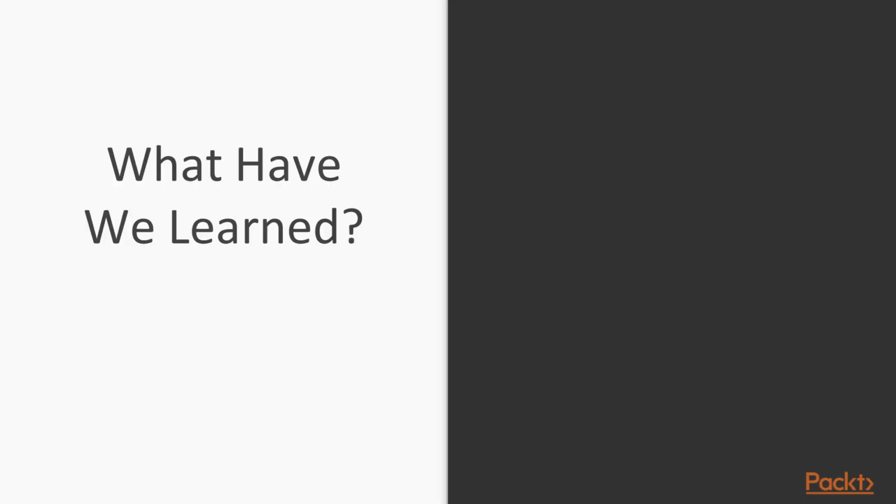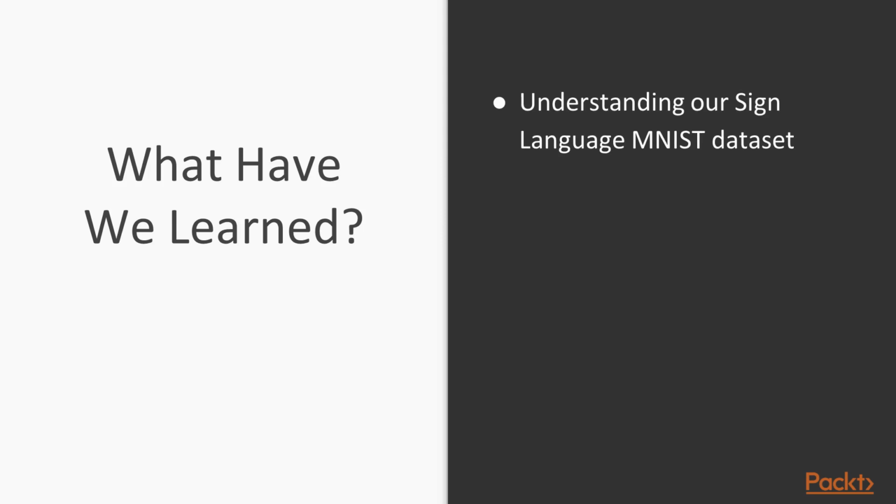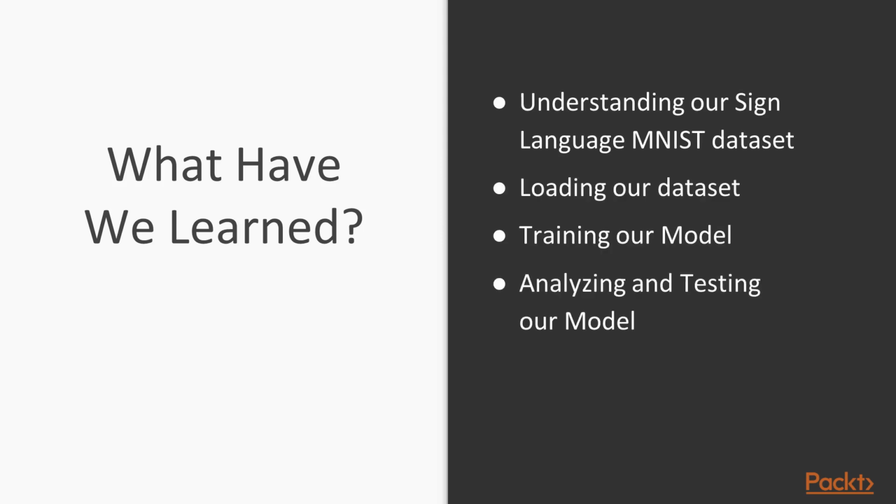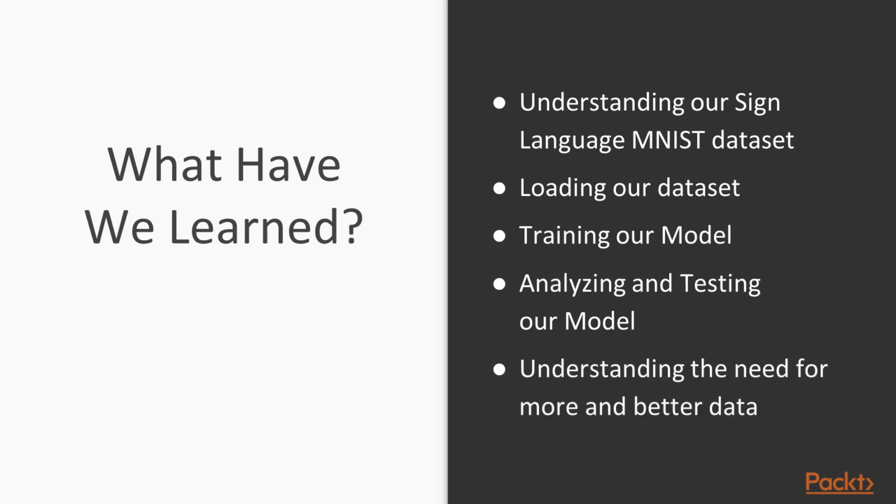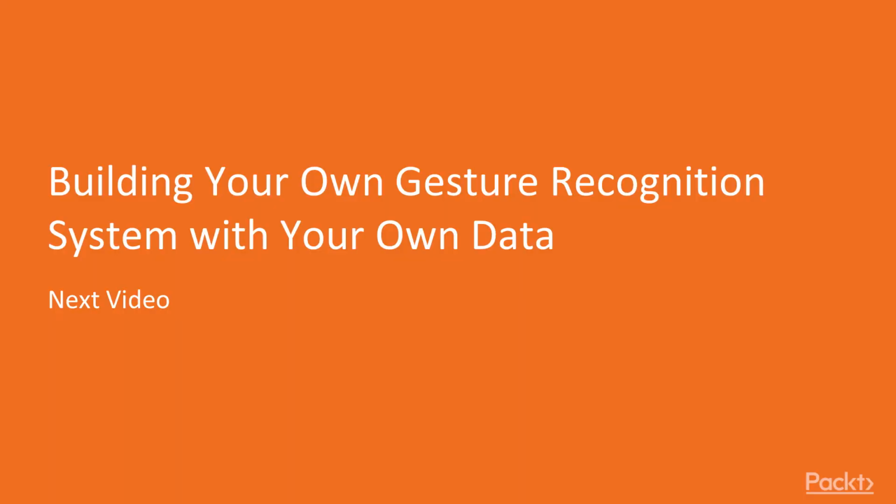So to quickly summarize what you've just learned: you learned how to create a CNN and train it on our sign language MNIST data set. You loaded our data, you trained the model, you analyzed and tested the performance, and you understood why it was such a poorly performing network. So now let's move on to building your own gesture recognition system with your own data. That's in the next video, so thank you.